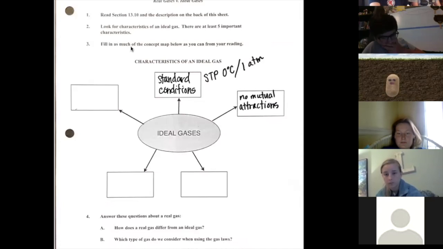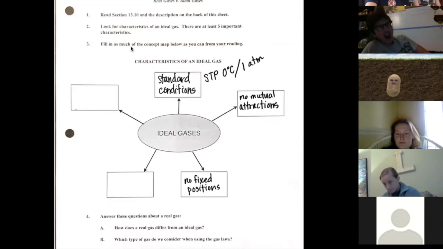Also, gases have no fixed position. If you remember from earlier discussions you might have had about a gas, position, not positions, we say that gases are moving very quickly. They don't really stay in one position all the time, and that's just kind of the nature of a gas.